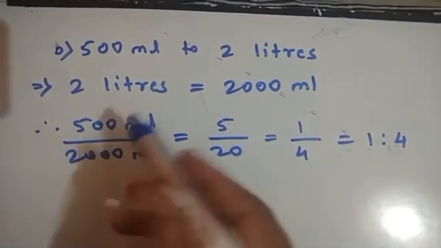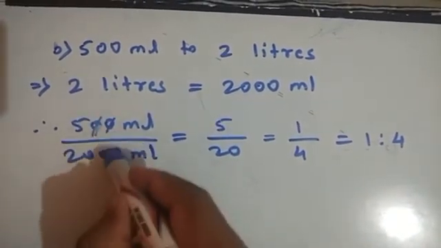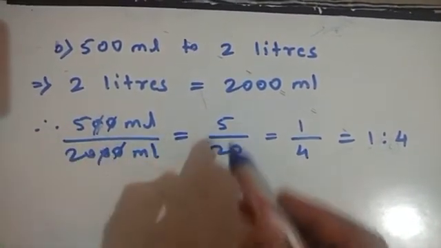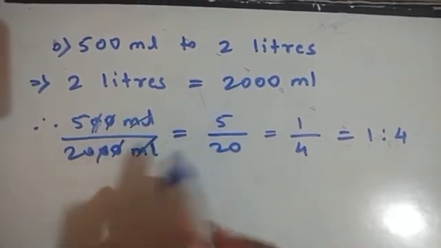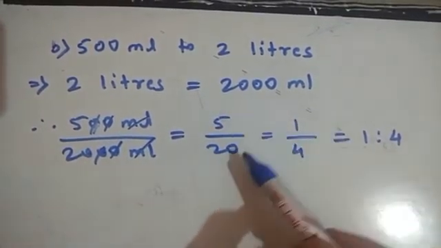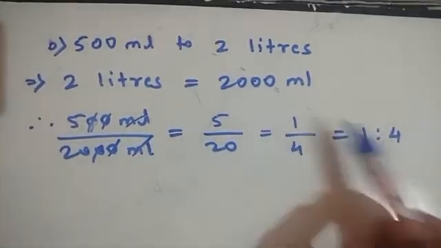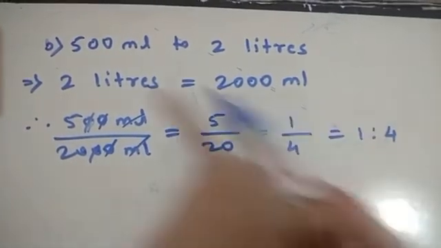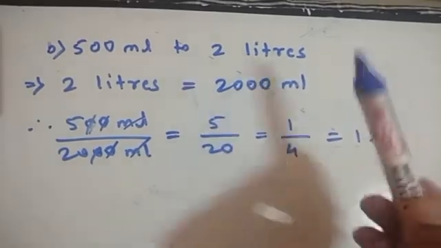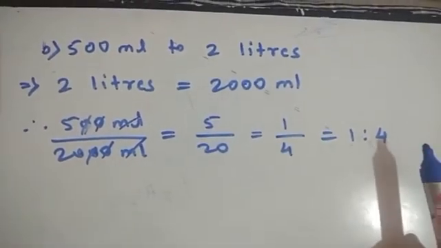Now here you can see students, these two zeros and these two zeros will get cancelled. So 5 upon 20 will remain, as well as ml will get cancelled. Now this 5 ones are 5, 5 fours are 20, 1 upon 4 will be the lowest term, that is 1:4. Therefore the ratio of 500 ml to 2 liters is equal to 1:4.